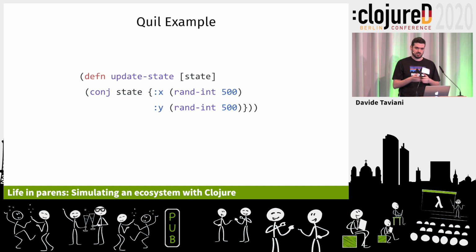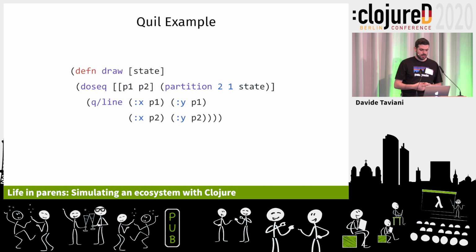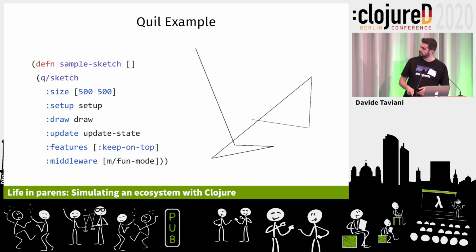So our state is growing at each frame, or each instant of our simulation or our sketch, and more points are added. And then in the draw function, we have to go from the state and use side-effectful functions to draw them in our canvas. In this particular case, we will partition the points in consecutive series of two, and draw a line between them. And this is the result. So you can see these are random points and they're connected by lines.